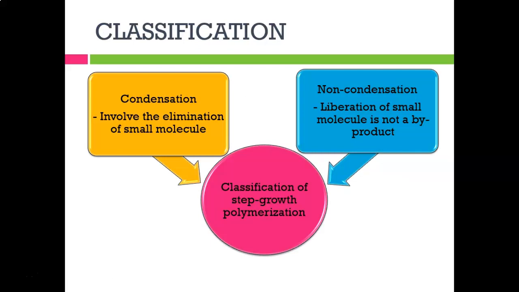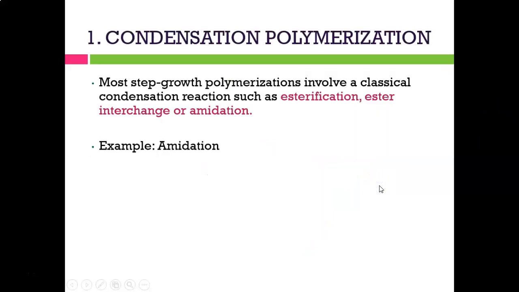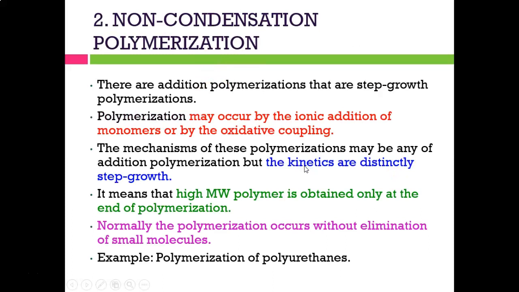Okay, classification of step growth polymerization. We can classify into two, which are condensation, which involves the elimination of small molecule, and non-condensation, which is the liberation of small molecule, not a byproduct. Okay, for example of the condensation polymerization is amidation, okay, esterification, okay, ester interchange. For the non-condensation polymerization, actually there are addition polymerizations that are step growth polymerization.